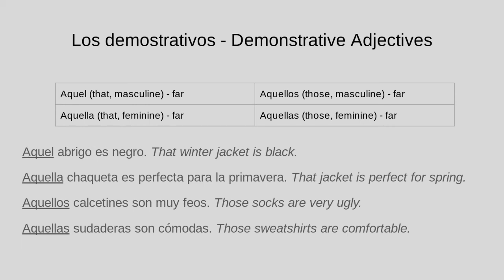Aquel abrigo es negro. That winter jacket is black. Aquella chaqueta es perfecta para la primavera. That jacket is perfect for spring. Aquellos calcetines son muy feos. Those socks are very ugly. And aquellas sudaderas son cómodas. Those sweatshirts are comfortable. Again, by using the words aquel, aquella, aquellos, and aquellas, you're implying that the object is far away.